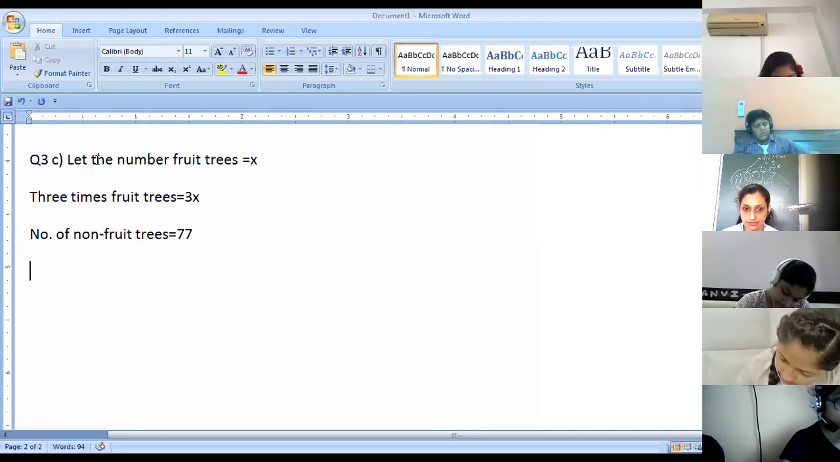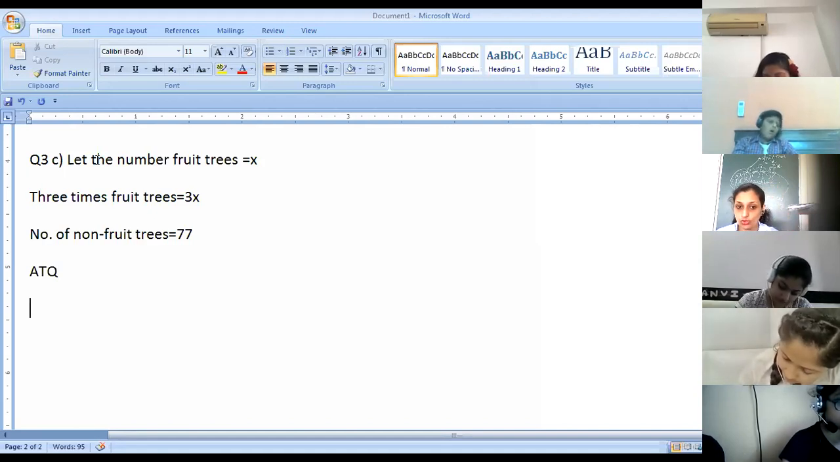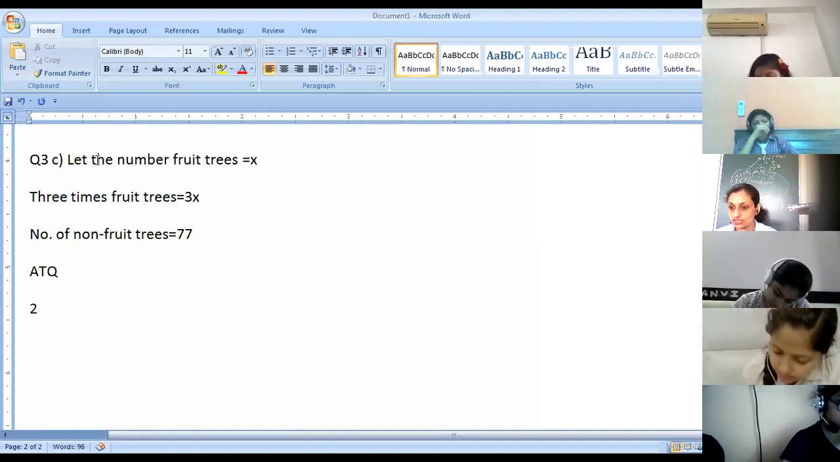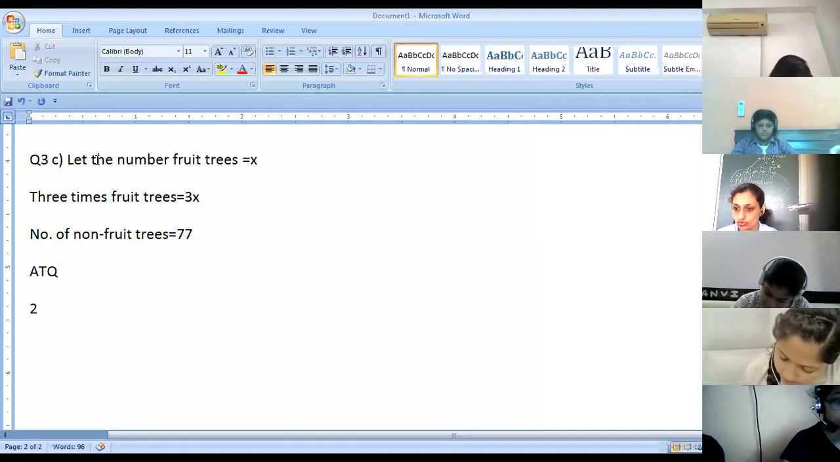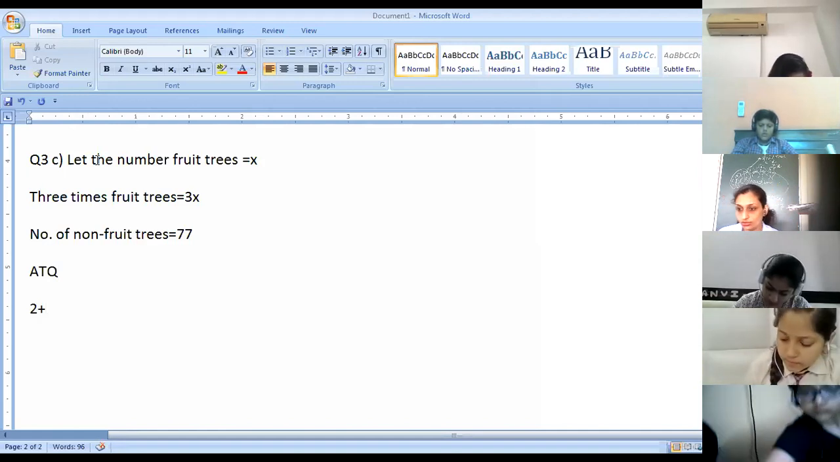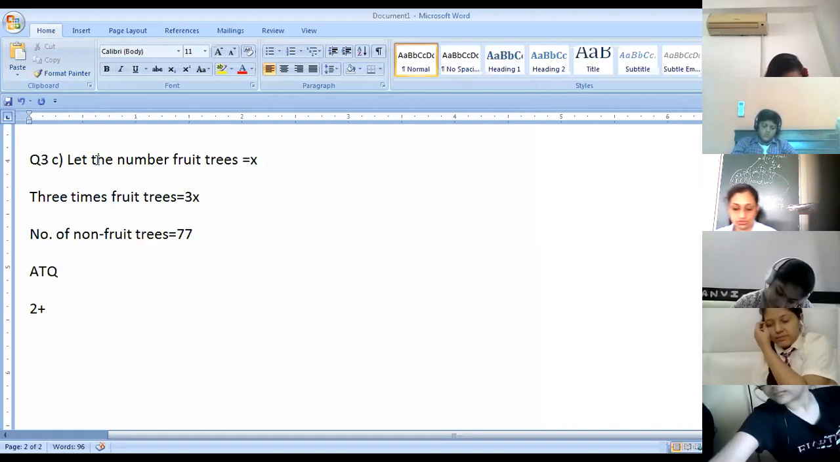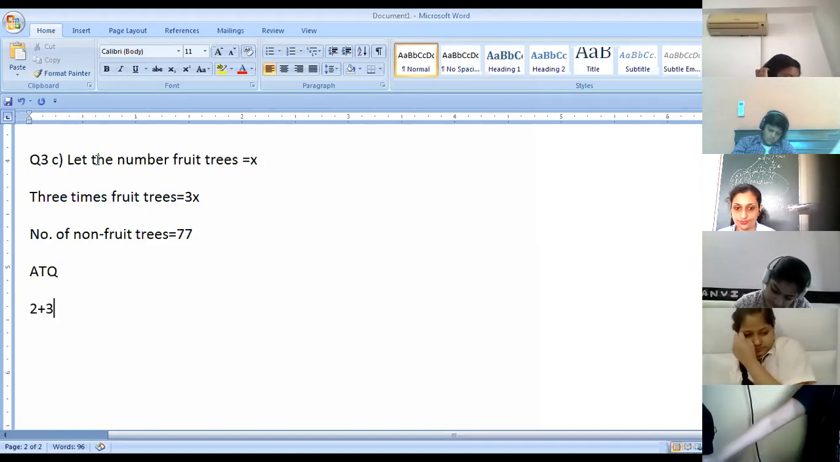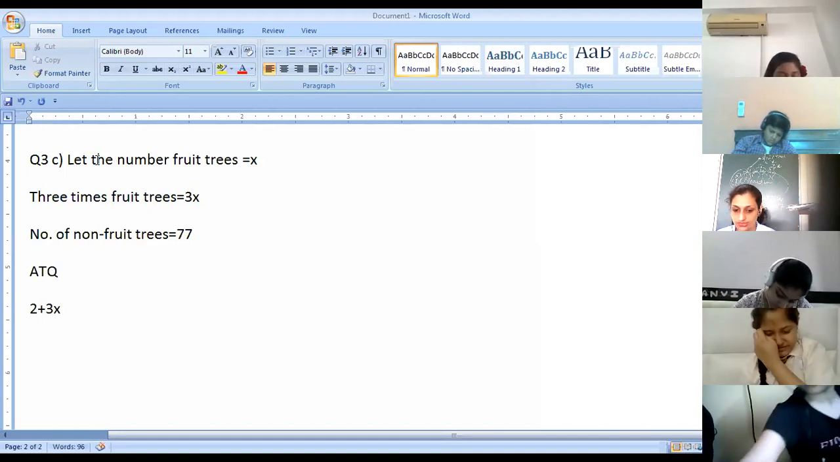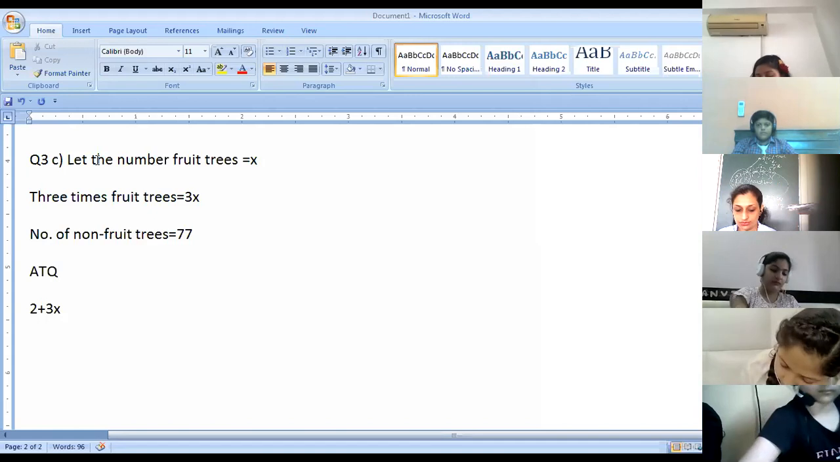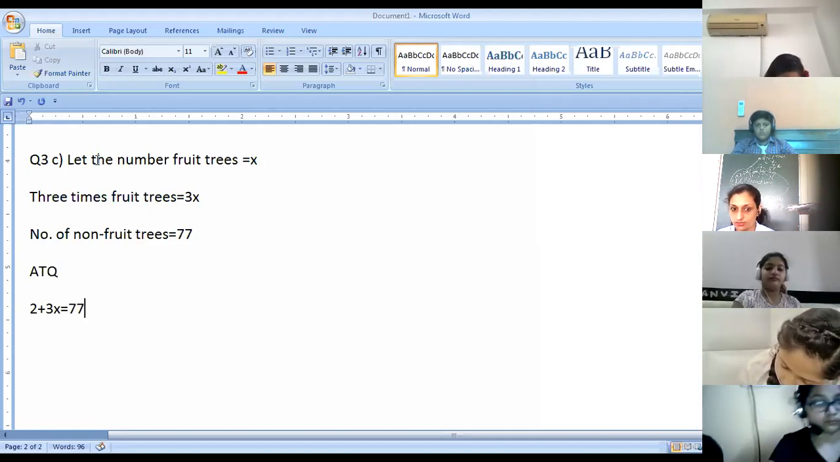77, yes. Then according to question, what will be the equation? 2 more than 3 times the fruit trees. So 2 more than, that means 2 plus. Okay, so 2 plus will come in front according to the question. 2 plus 3x is equal to 77. Right. Then what will be the next step?